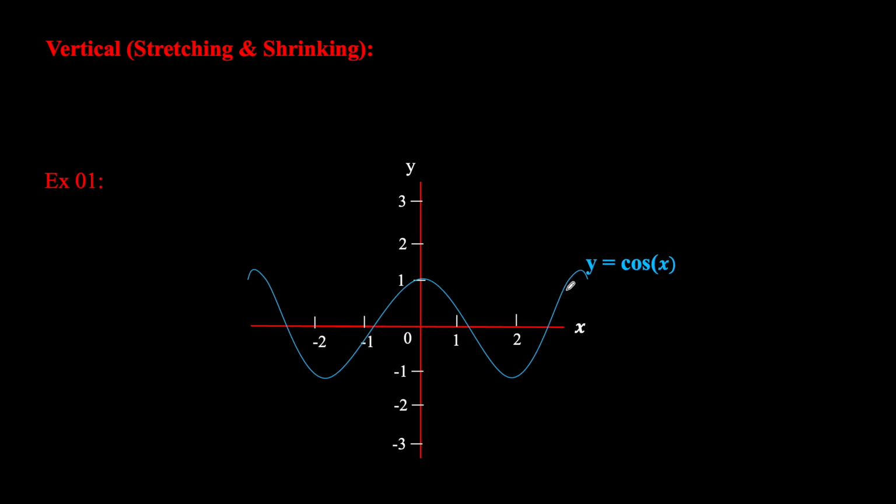So this is the original curve, okay? So y is equal to cosine of x. If I want to stretch my curve vertically, I have to do something here with cosine of x to make it move between, for example, 2 and -2. So it will become like that. You see, it is stretched upward and downward on the y-axis.